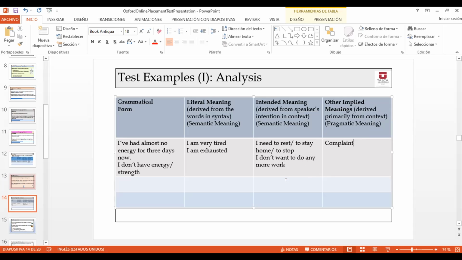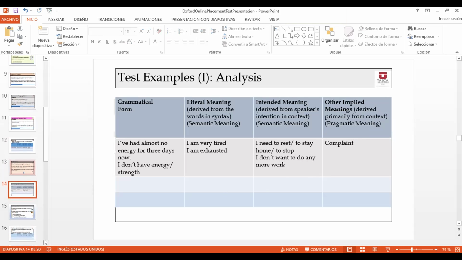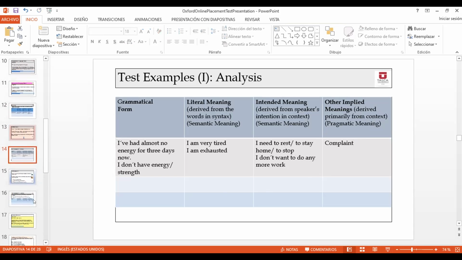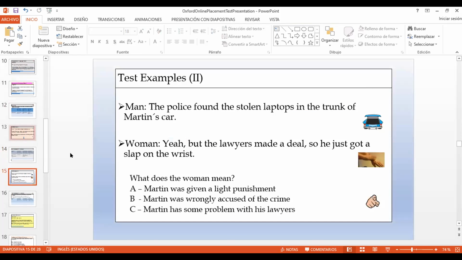Okay, girls. So this is the way in which we always think of the language we listen to or read. And this will help you a lot in test situations, in which you have to try to discover all of these meanings to show your knowledge of the language. Okay. Another one. Now here we have some more help.